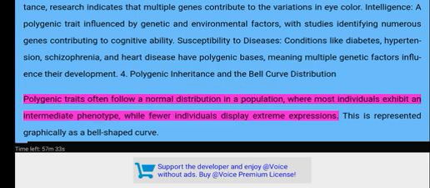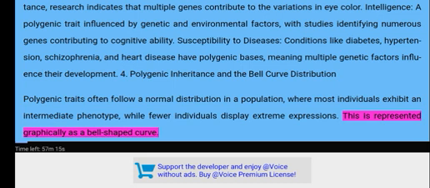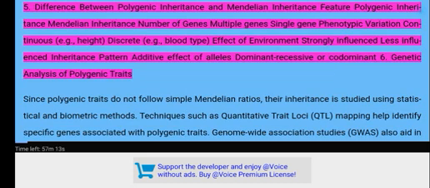4. Polygenic inheritance in the bell curve distribution. Polygenic traits often follow a normal distribution in a population, where most individuals exhibit an intermediate phenotype, while fewer individuals display extreme expressions. This is represented graphically as a bell-shaped curve. 5. Difference between polygenic inheritance and Mendelian inheritance. Number of genes: multiple genes versus a single gene. Phenotypic variation: continuous, e.g., height, versus discrete, e.g., blood type. Effect of environment: strong influence versus less influence. Inheritance pattern: additive effect of alleles versus dominant, recessive, or codominant.